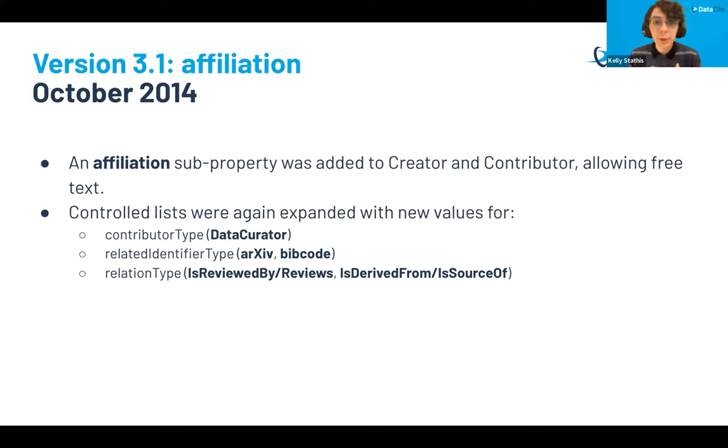Then in version 3.1, the following year, the key change was to add an affiliation subproperty to the creator and contributor properties. At the time, this allowed users to provide a free text string for affiliation, for example, of a university. There were again several more terms added to control lists here: a new contributor type, data curator; two new related identifier types for arXiv and bibcode identifiers; and new relation types again. So is reviewed by and reviews, and is derived from and is source of.